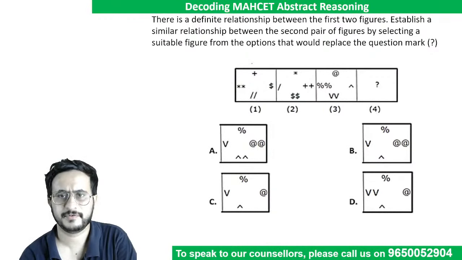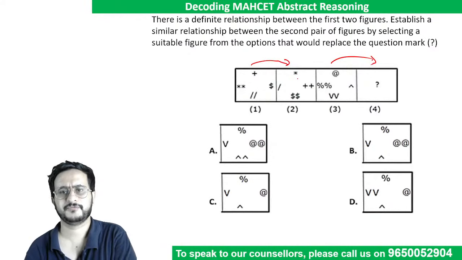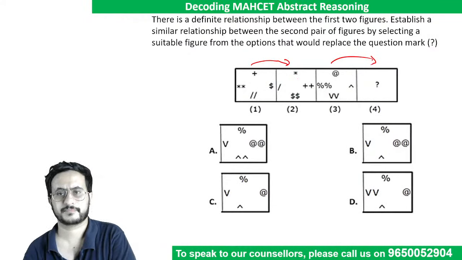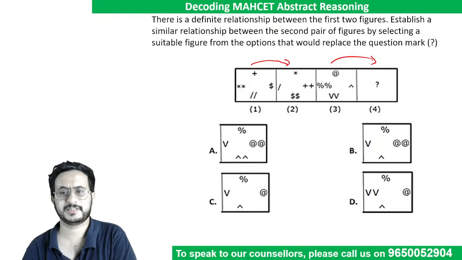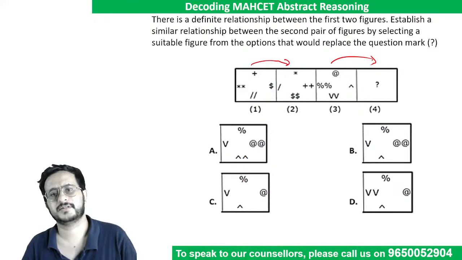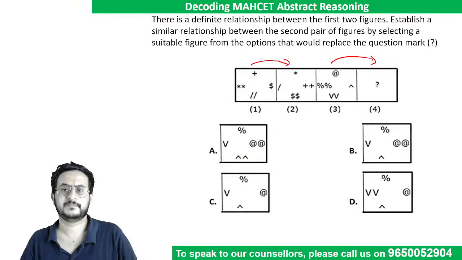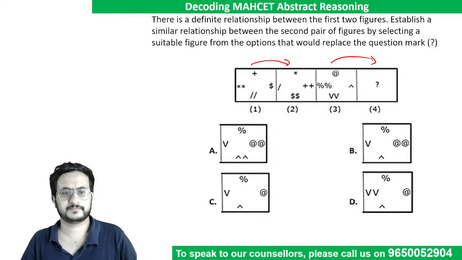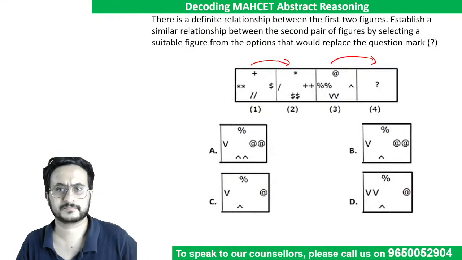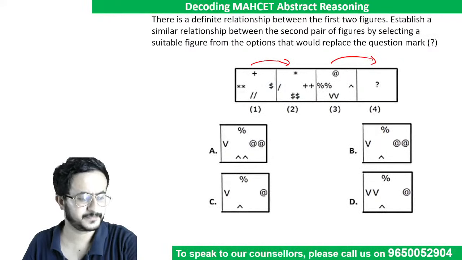So there is a relation between 1 and 2. Same relation you have to establish between 3 and 4. This is a much simpler one than the previous one. What is the relation between these figures?